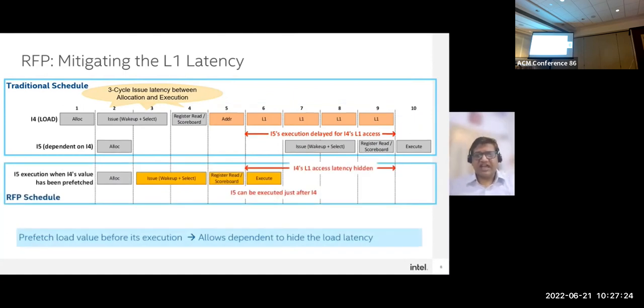Now consider a scenario where the load value has been prefetched and was available in the register file when the dependent is allocated. When such prefetching is performed, the dependent can execute without waiting for the load to complete, thus hiding the load's L1 access latency. This is what we are trying to achieve with register file prefetching.